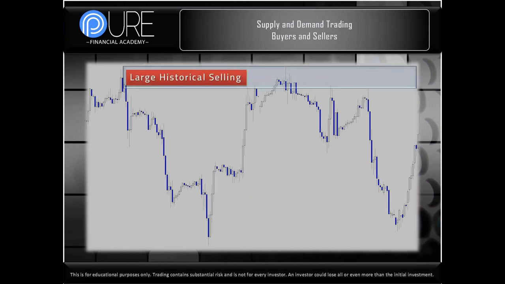Just so you're aware, this is the previous chart. There was supply on the left, demand on the right. This is the same chart. We just pieced it together. So here we have large historical selling, meaning, remember what we talked about, those orders were historically placed. And what we have an expectation of is that there will be current sellers when we arrive back there. The reason that we can have that expectation is simply because price dropped away from there heavily.